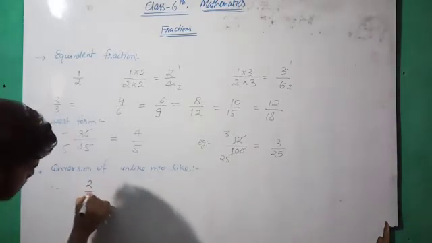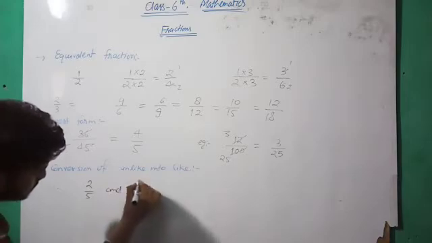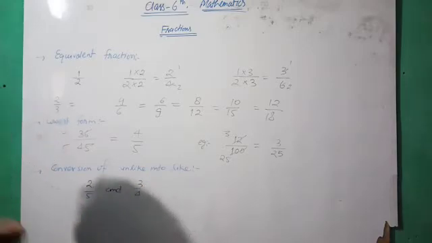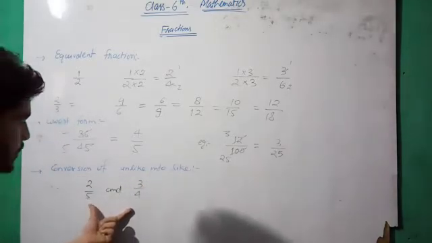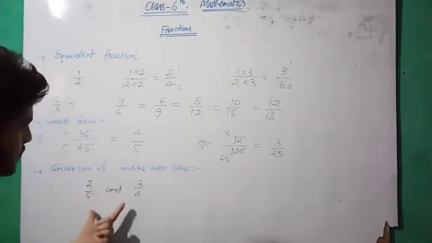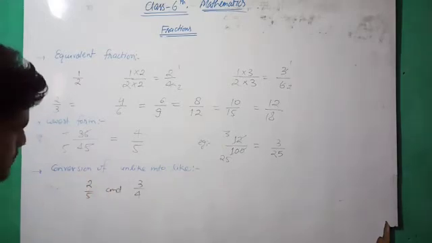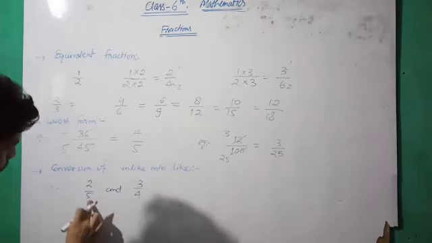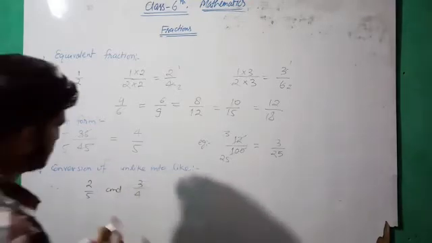We have 2 by 5 and 3 by 4, two fractions which are unlike. Unlike why? Because the denominators are different. Now we have to convert these fractions into like fractions. Take the LCM of the denominators. The LCM of 5 and 4 is 20.